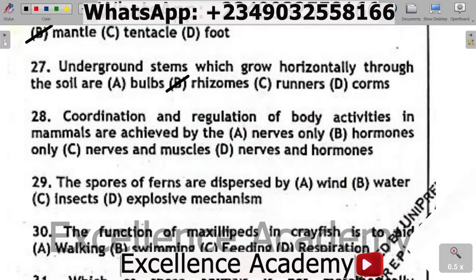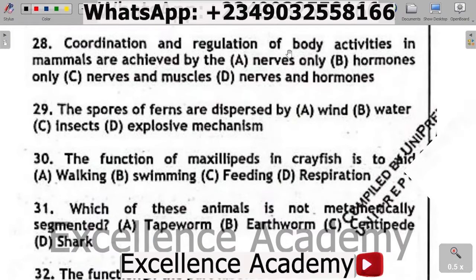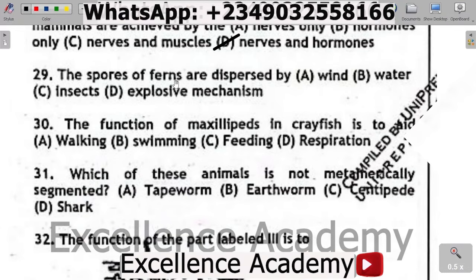Rhizomes. Question 28. Coordination and regulation of body activities in mammals are achieved by the A. Nerves only. B. Hormones only. C. Nerves and muscles. D. Nerves and hormones. The correct option is D. Nerves and hormones, which helps in the coordination and regulation of activities in the body. Question 29. The spores of ferns are dispersed by A. Wind. B. Water. C. Insects. D. Explosive mechanism. The correct option is A. Wind. The spores of ferns are mostly dispersed by wind.